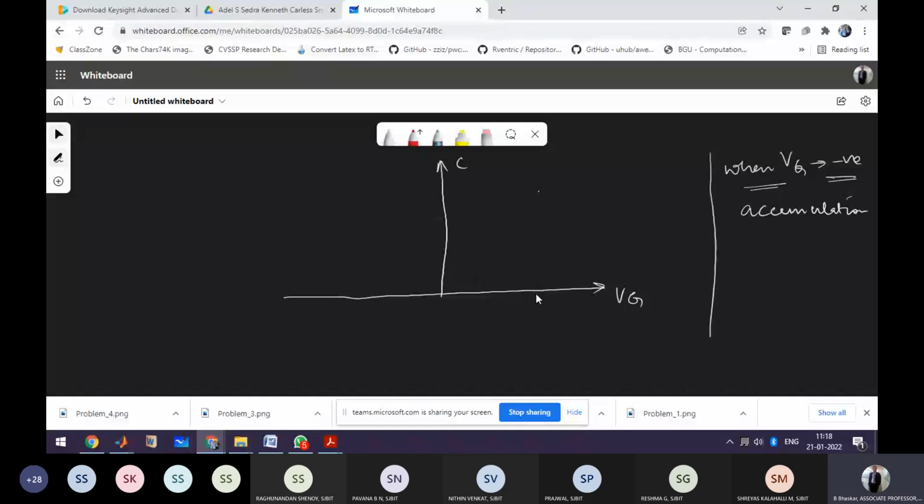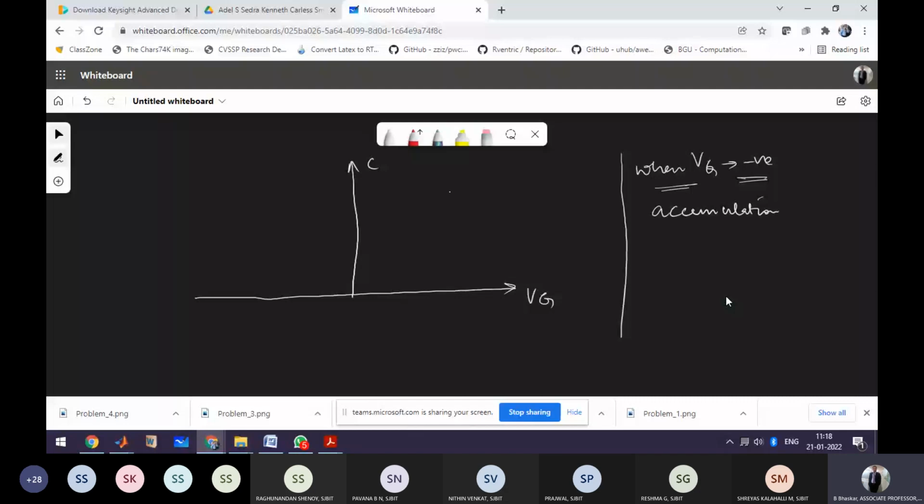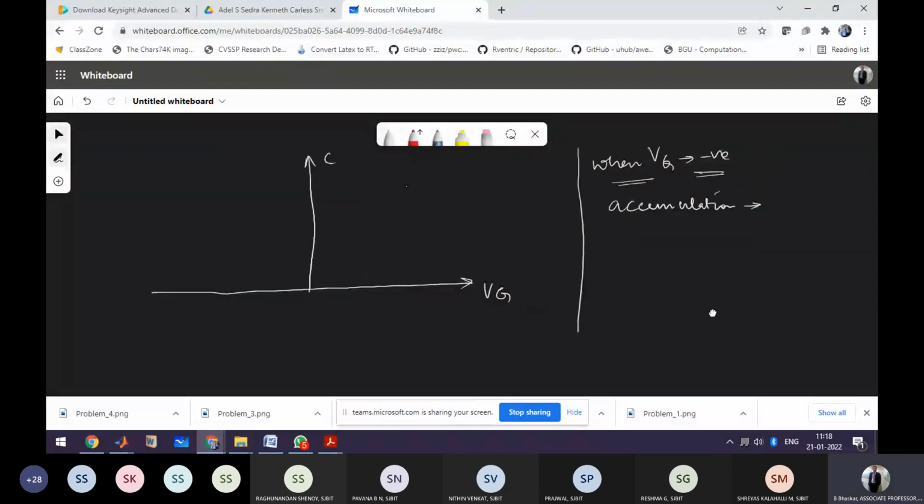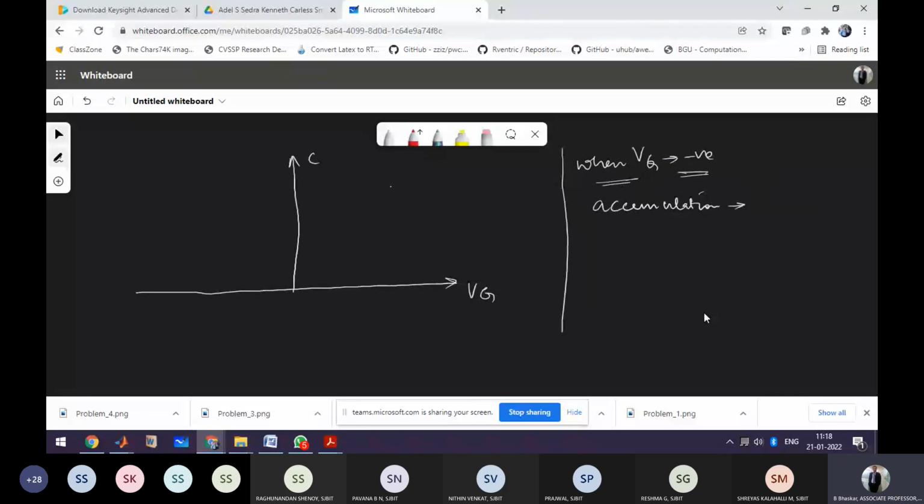Now, I'll ask you this question. In accumulation, when the gate voltage is negative, is there a channel creation? Quick. No channel. If there is no channel, is there a current? Is there a question of electrons flowing? No, sir. No electrons will flow. So whatever the capacitance effect that you observe during this accumulation process, what do we call that capacitance value as? C accumulation, correct?